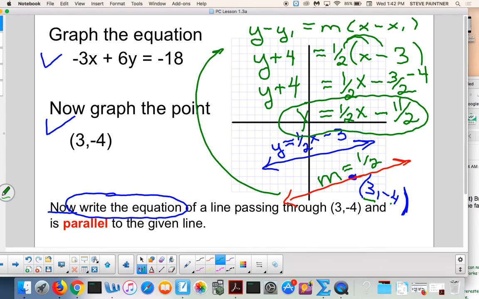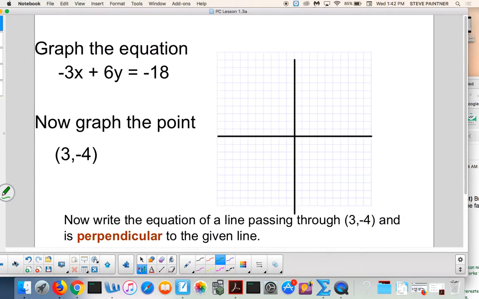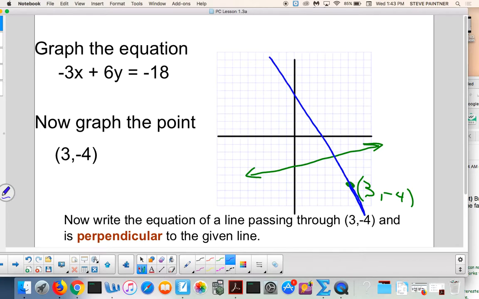Okay, last but not least, there's one more, and that is, it's not parallel, it's what? Do it again. Except now it's perpendicular. So now you have this line, okay? You have this point, okay? And you have a perpendicular line, which means, what? Definition of perpendicular. Two lines that intersect and form what? 90 degrees.